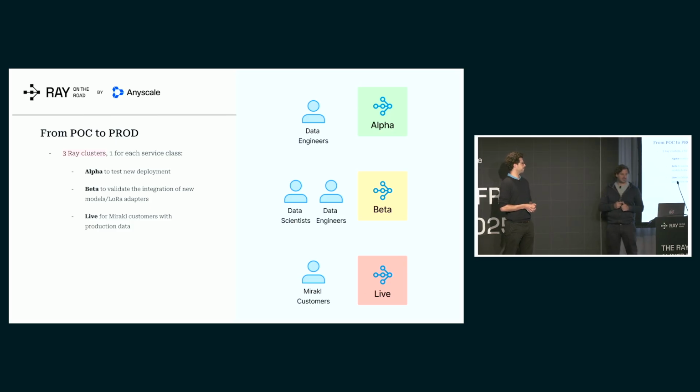The second service class is beta. It's to validate the integration. This cluster is used to make end-to-end tests, and it can be seen like a pre-production environment. And the last one, live, is for real data and real Mirakl customer workloads.